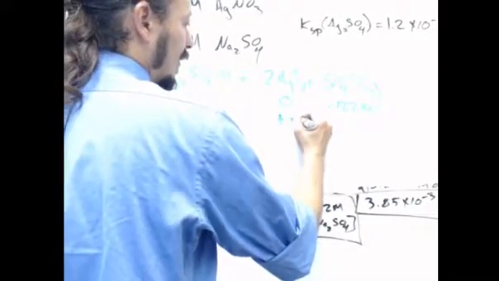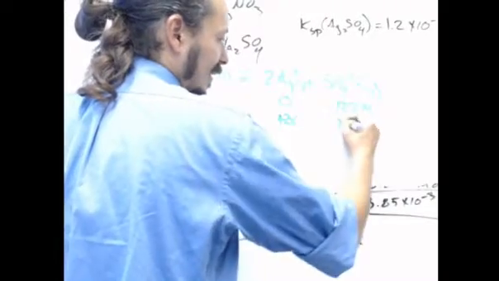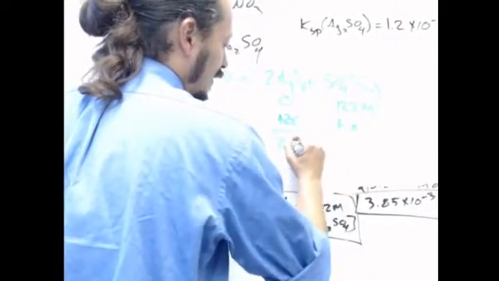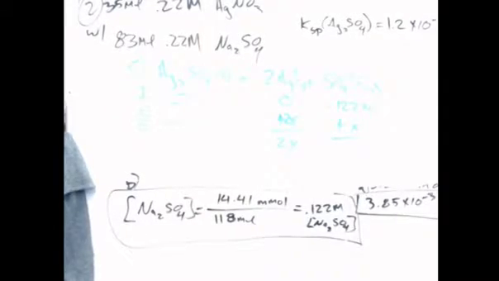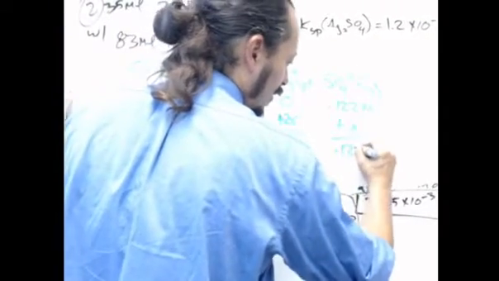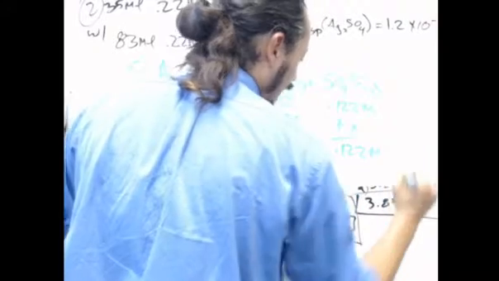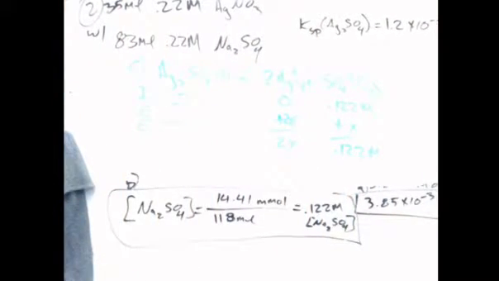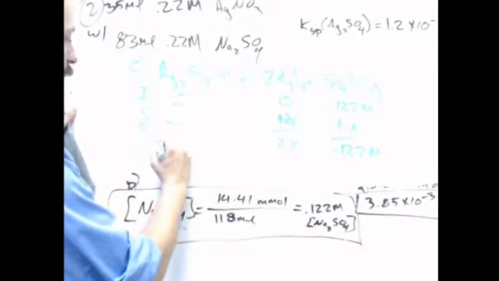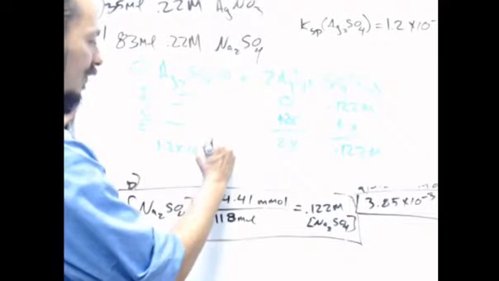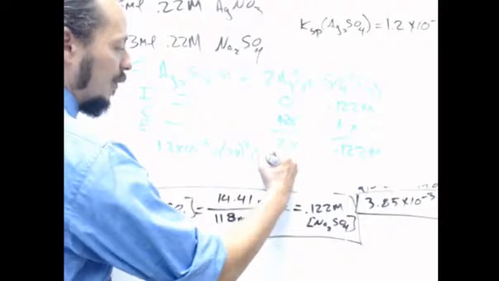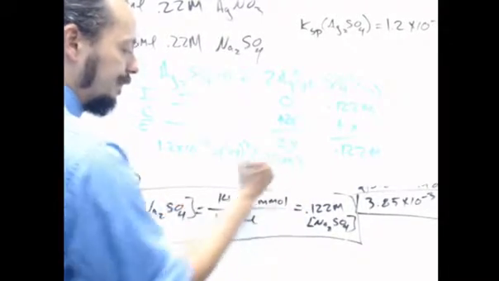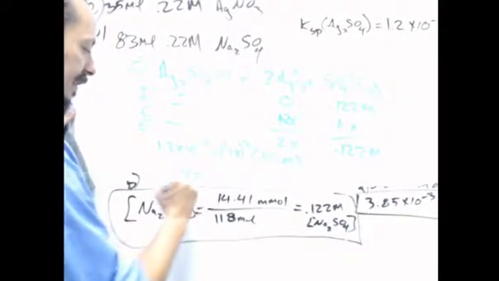We're going to have our plus 2x plus x. We're going to have 2x. Finally, we can use the x is small approximation again. 0.122 molarity. I'm then going to say Ksp, 1.2 times 10 to the minus 5, is equal to 2x squared times 0.122 molarity. Solve for x.